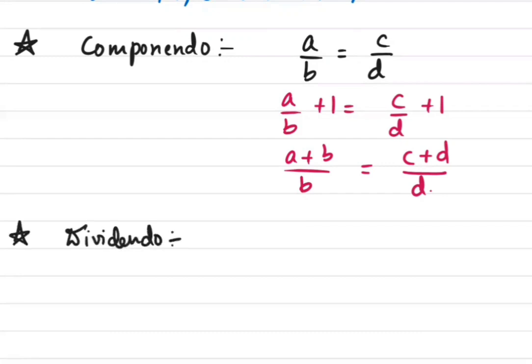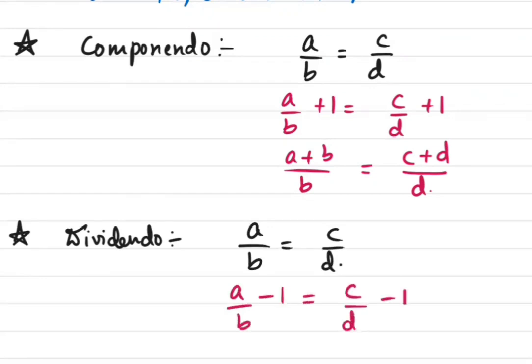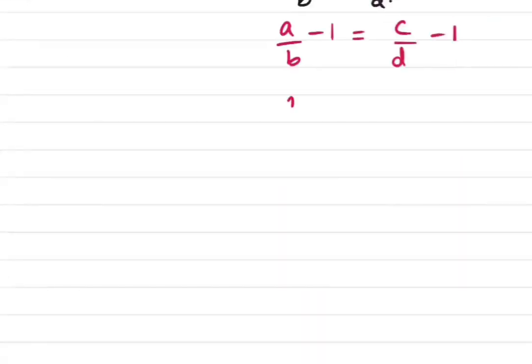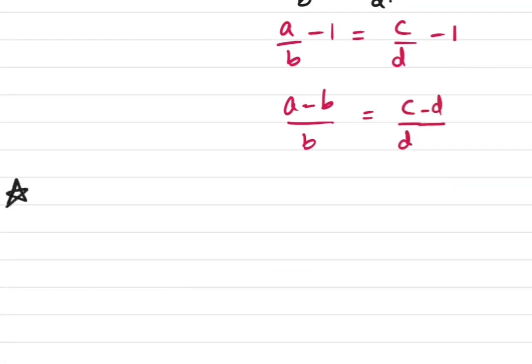Dividendo. Okay, so let's see what it is. Here we have A over B equals C over D. Now in componendo we added 1, so here we will subtract 1. So A over B minus 1 equals C over D minus 1. When we solve it further, what do we get? We get (A minus B) divided by B equals (C minus D) divided by D. Okay.